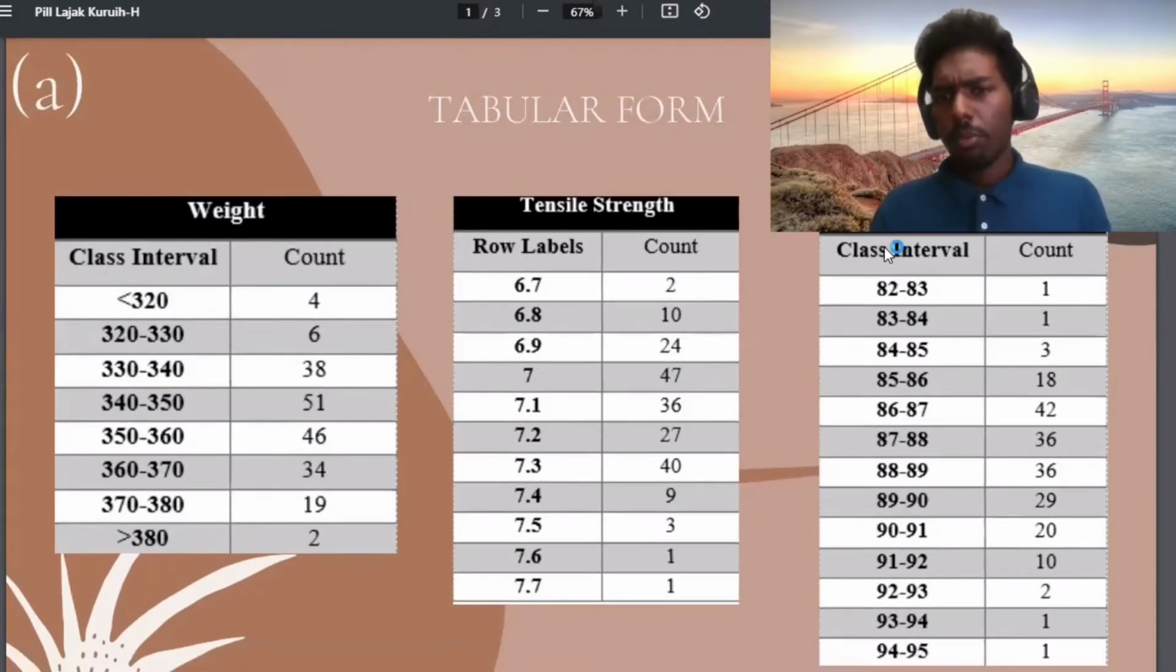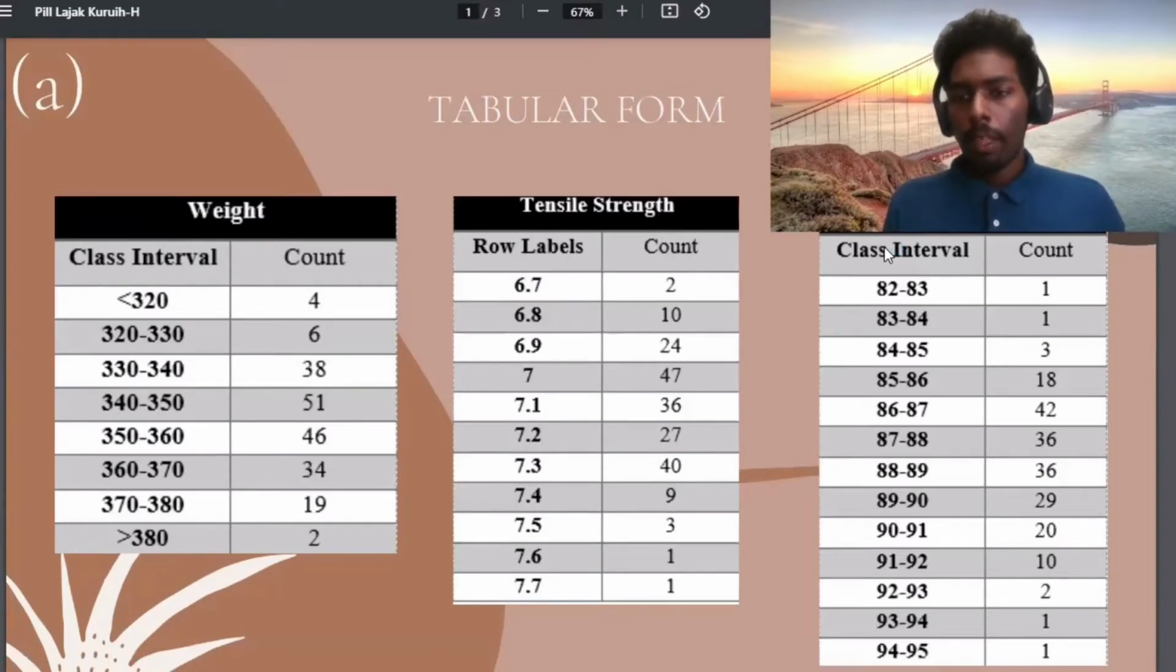So the final table we have is relative density. This is a more lengthy table where we have intervals of 1. And the count, as you can see, is highest between 86 to 87 and the lowest again at the extreme ends. Now this will be better visualized when we get to the graphs.